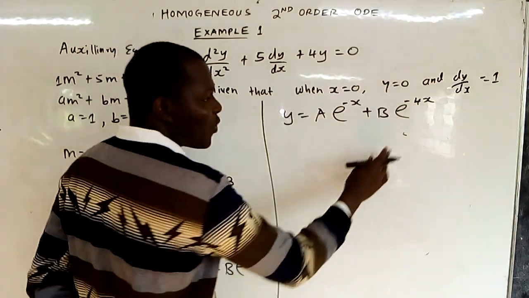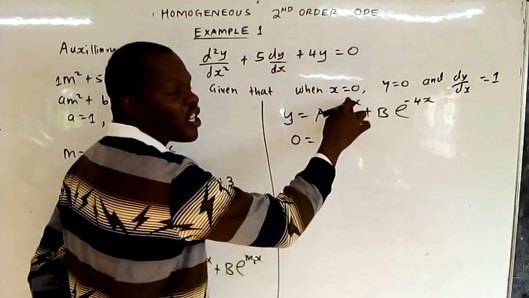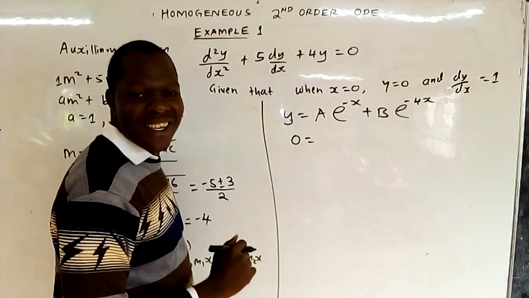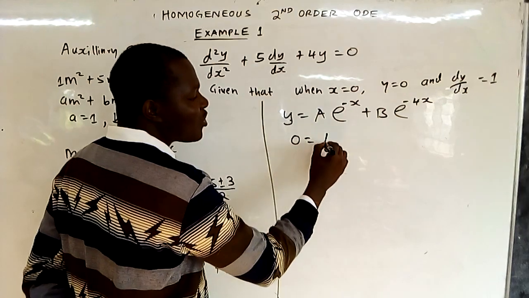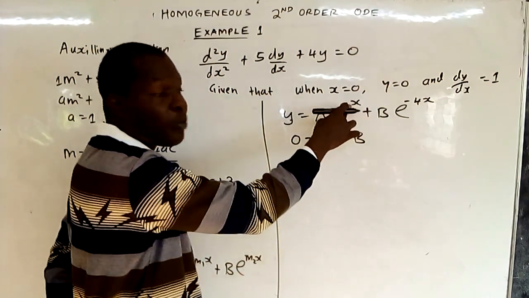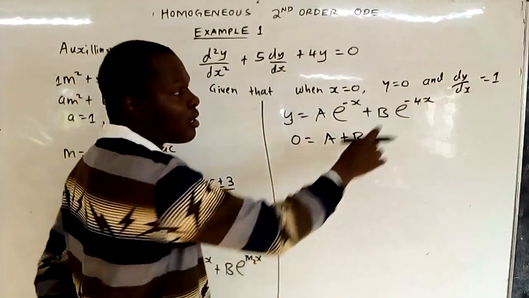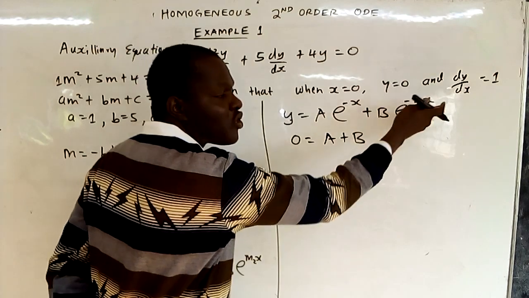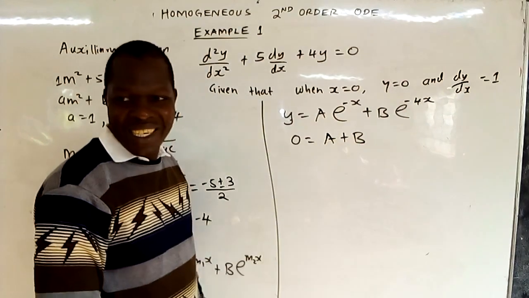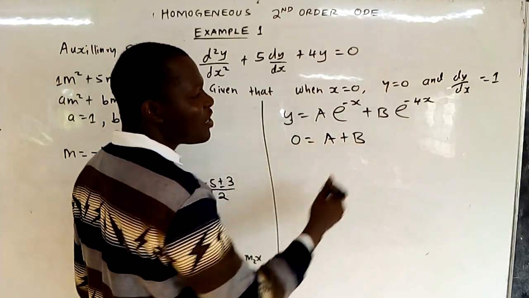So when x is 0 and y is 0, exponential 0, anything raised to 0 is 1, isn't it? So you end up with 0 equals a plus b, because e^0 is 1, you remain with a, and e^0 is 1, you remain with plus b, because negative 4 times 0 is 0. Are we together? So the first relationship is that a plus b equals 0.